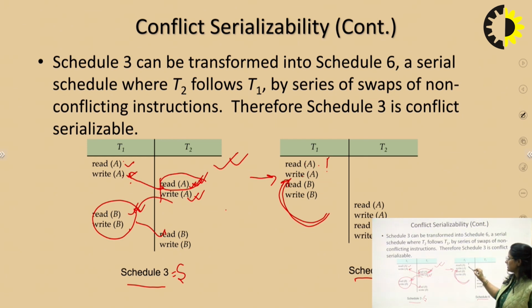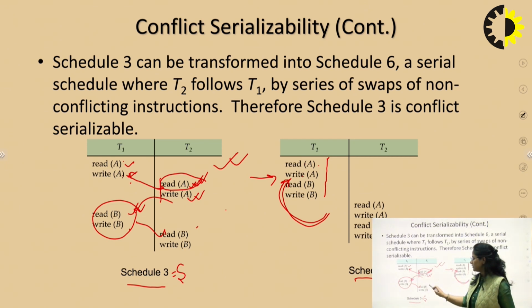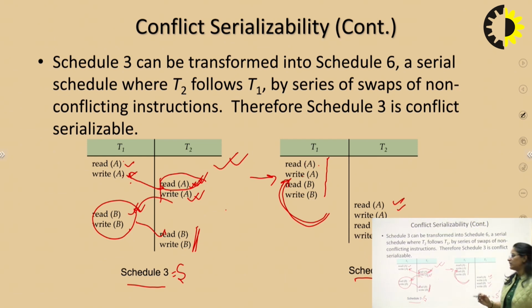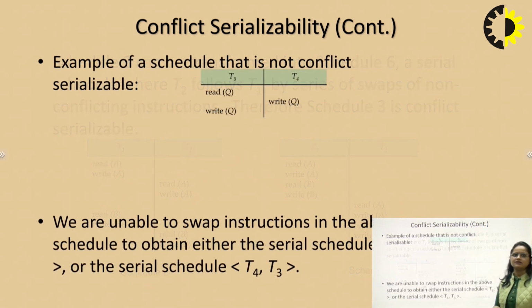So now we can see read A, write A, then read B, write B, and then here also we can see B. So we can do read A, write A, and then read B, write B. So we can provide an equivalent serial schedule. So we can say it is conflict serializable.